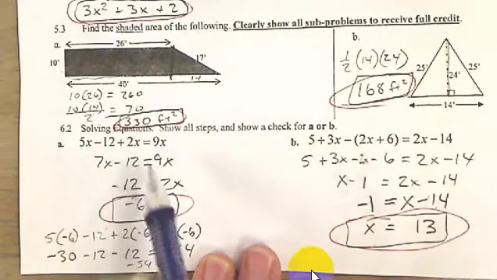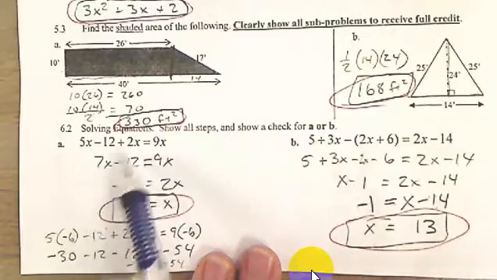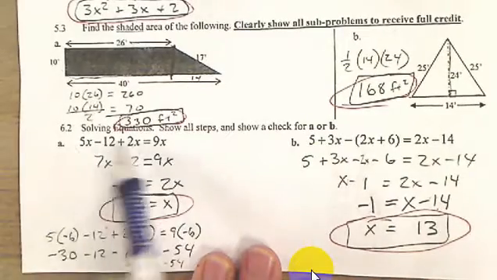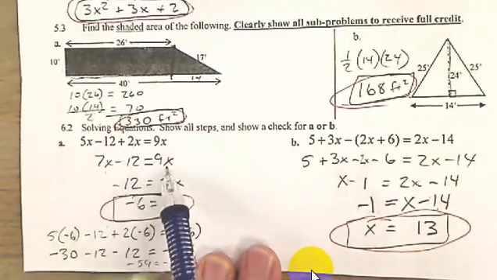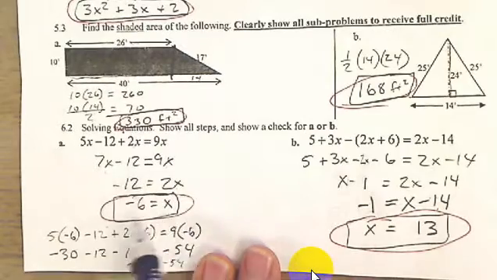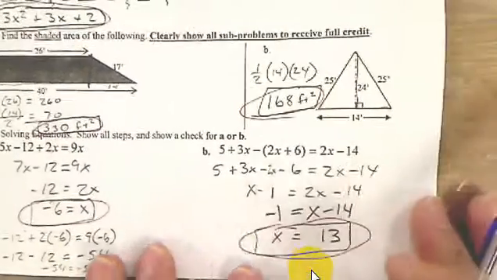Most people got this one right. The only thing I saw was they combined these wrong. So when you combine like terms, you get 7x. Subtract 7x from both sides, you get the 2x. So x equals negative 6.